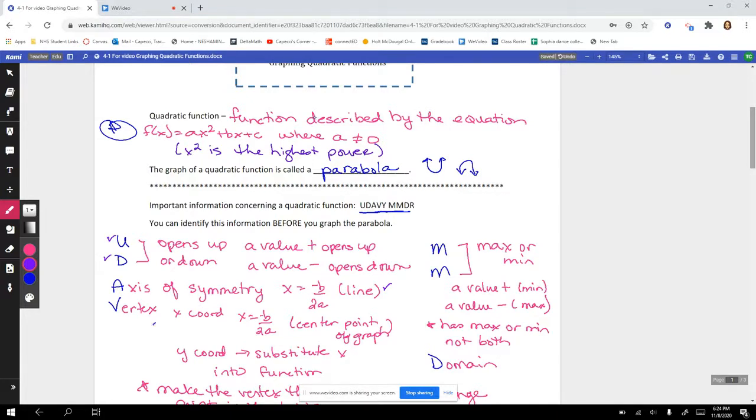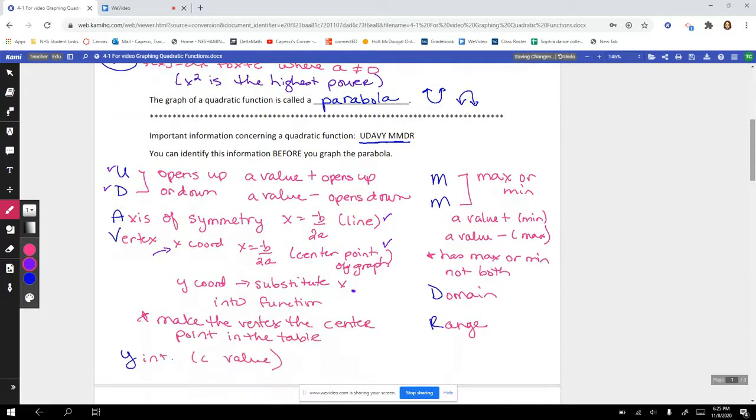We're going to find the x coordinate, which is going to be right on the axis of symmetry. So we're going to use x is equal to negative b over 2a, which will be the center point of the graph. And how do we find the y coordinate? Well, we substitute this x into the original function. To make your table look balanced, we make the vertex the center point in the table. Now, in the UDAVI, the y stands for the y-intercept, where it touches the y-axis, and that's actually going to be our constant, the c value.